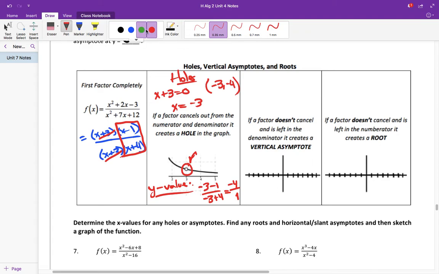Now, the next thing we're going to talk about: if a factor doesn't cancel and is left in the denominator, it is what is called a vertical asymptote, which we will often abbreviate VA. This comes from what's left in your denominator. Looking at my denominator here, I've got x plus 4. You do the exact same thing: you set x plus 4 equal to 0 and solve. With vertical asymptotes, we've got x equals negative 4.